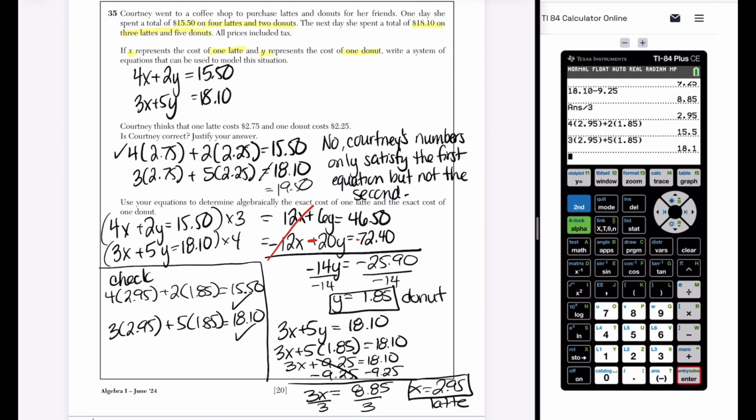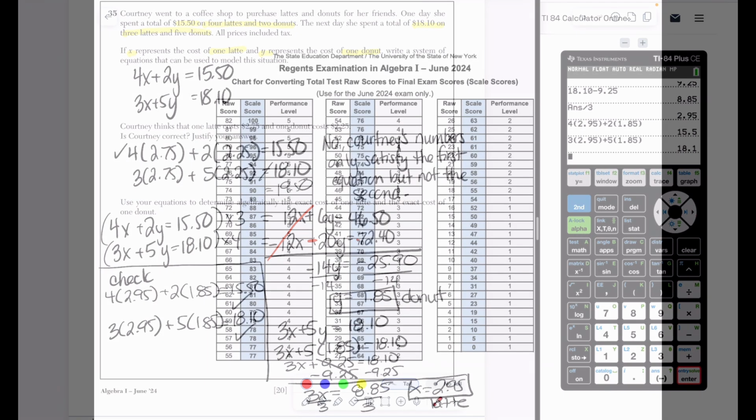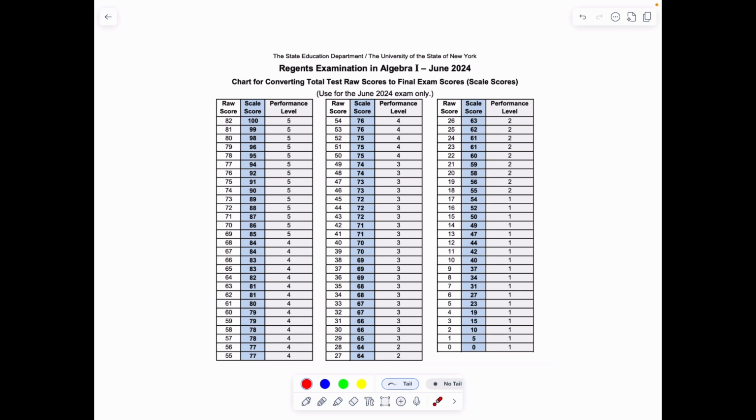So now you can take all your points, score yourself. How do you think you did on a 0 to 6? 6 being absolutely perfect, 0 being I left it blank or I had no clue, it made no sense. And add up all your points together. We're going to figure out what your final score is. And that's it for the Regents.